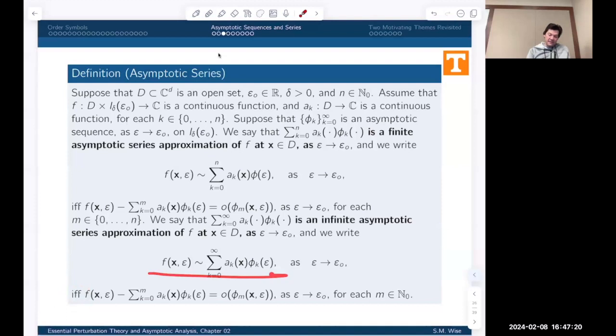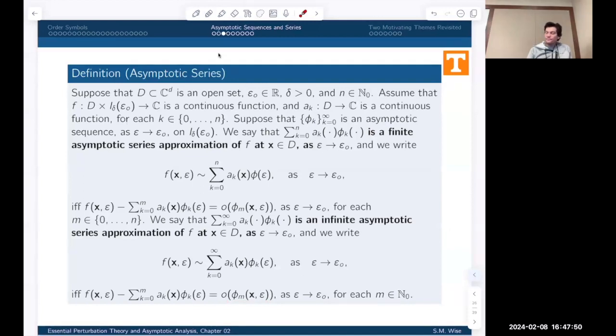This is new stuff that I'm defining, new words, symbols, and the after part has to be the new things, giving the actual definition. And that's going to mean that f minus the sequence of partial sums, or the partial sum for this series up to and including the nth term, has to be little o of phi_m as epsilon goes to epsilon naught.